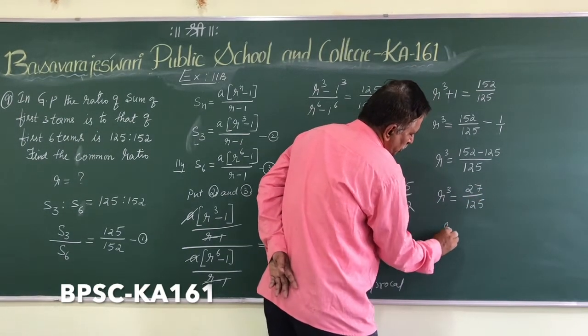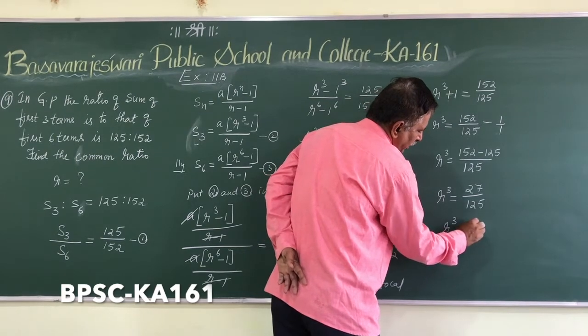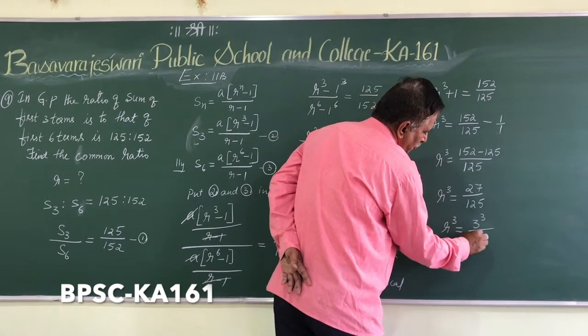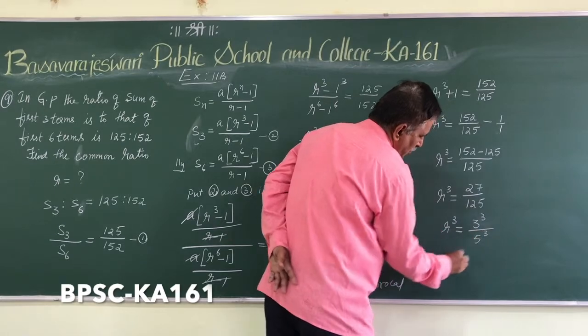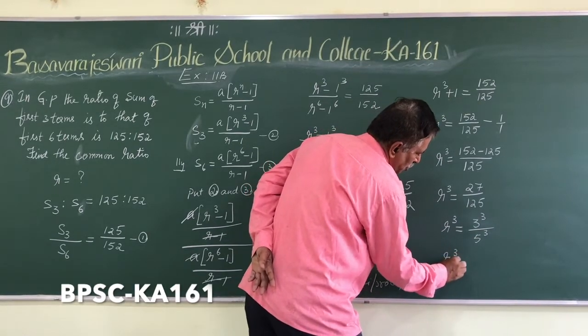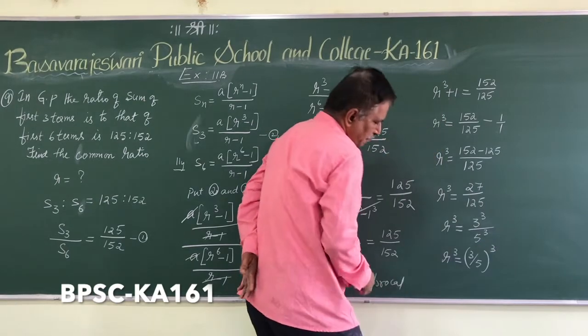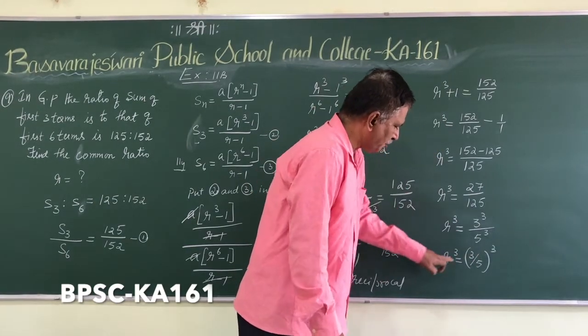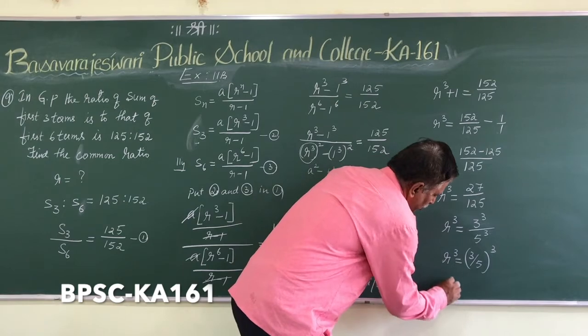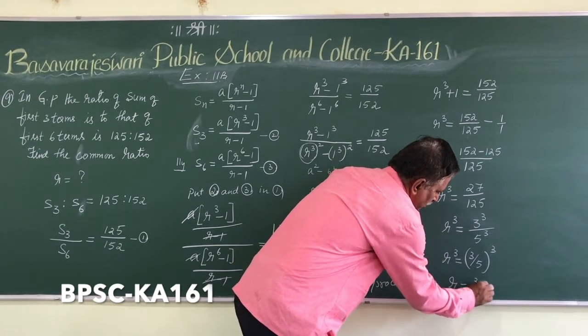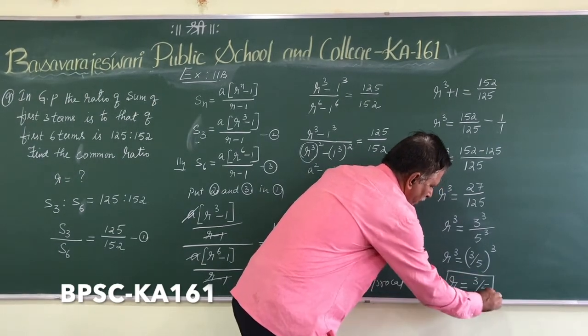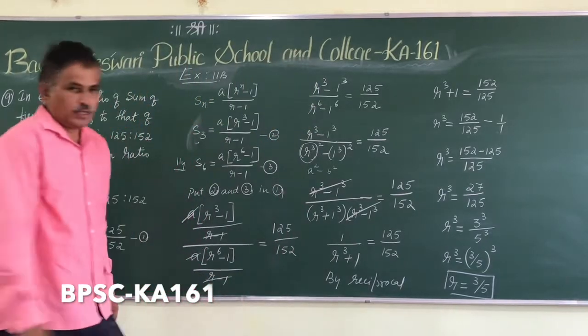So r cube is equal to 27 can be written as 3 cube and 125 can be written as 5 cube. So r cube is equal to 3 by 5 whole cube. Since the powers are equal, definitely the bases will be equal. So hence the r value is 3 by 5. This is the value of r. Yes?